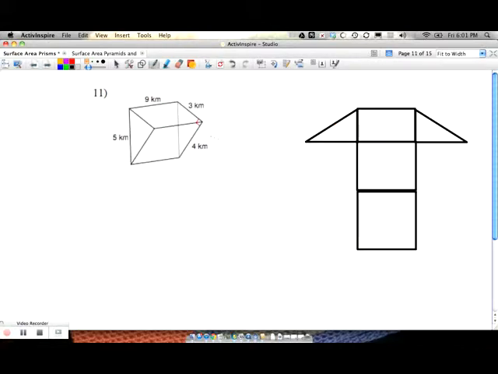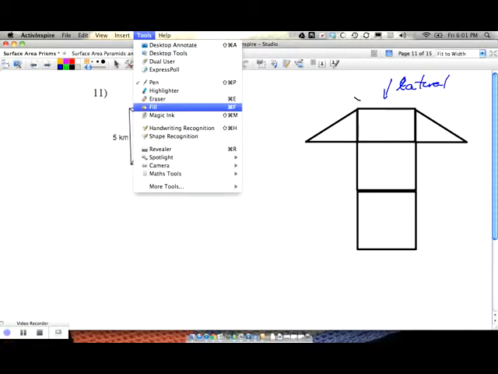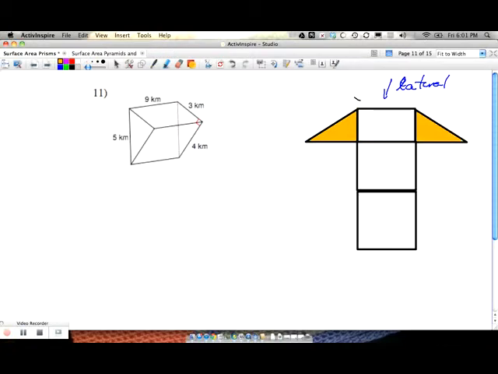Next, number 11. So we've got this triangular prism here. Notice that this piece in the middle is our lateral, and then these 2 triangles I'm going to fill in with orange. Let's go to Tools, Fill. We'll fill these in with orange. Those are the bases. So that's a base and that's a base. And it's actually kind of cool because they're 3, 4, 5 triangles. A clever pattern that we have noticed.